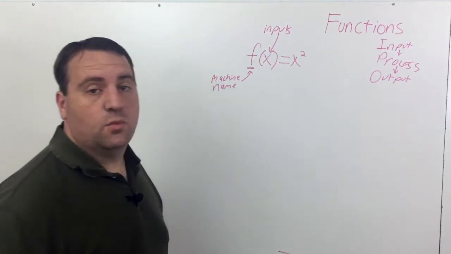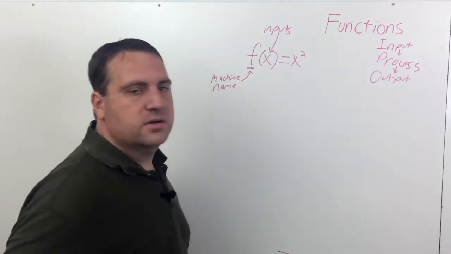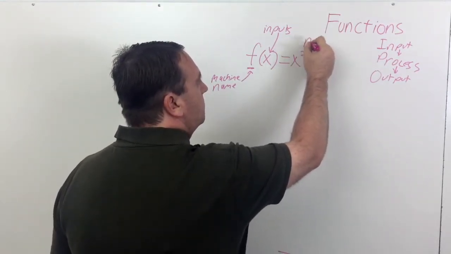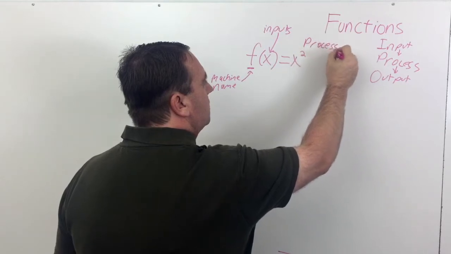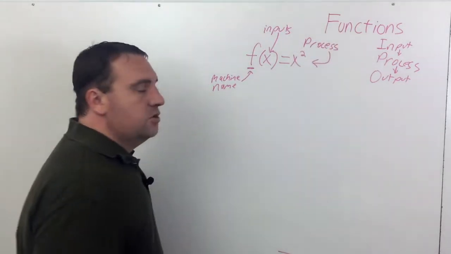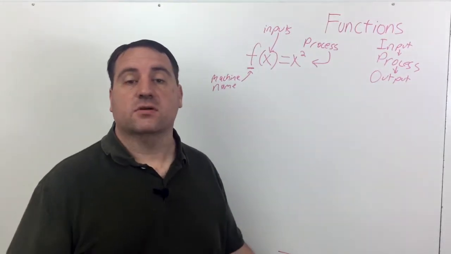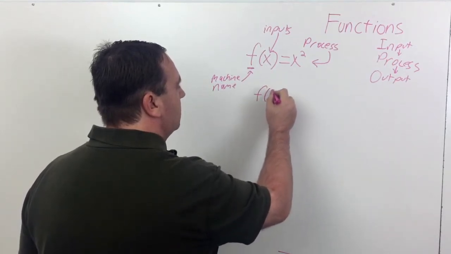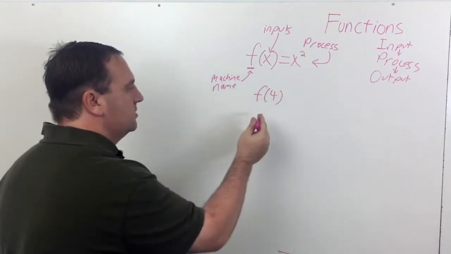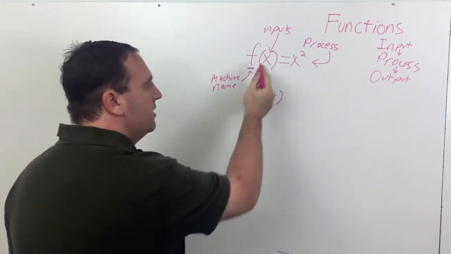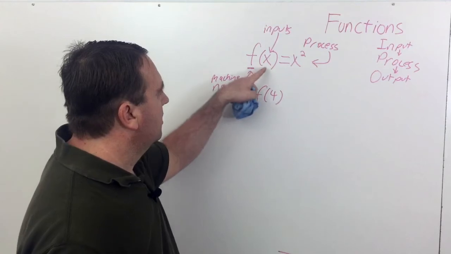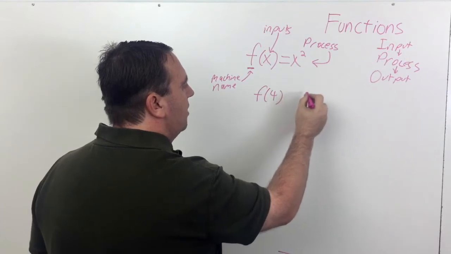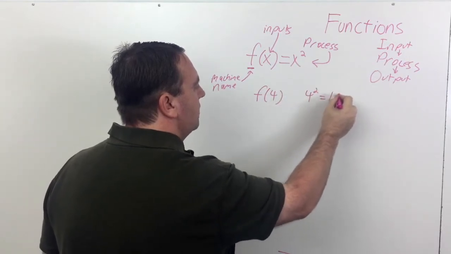And a function can have more than one input. You would simply write x, comma, y or something like that. These are the inputs, and then this is the process. And then your output is what happens after the process. So if I were to say f of 4, what I'm saying is I want to put the number 4 as the input to my machine. So 4 becomes x, and so my process is 4 squared, and that's 16.